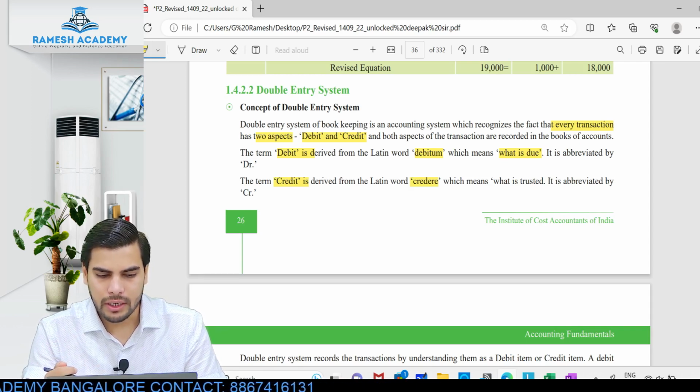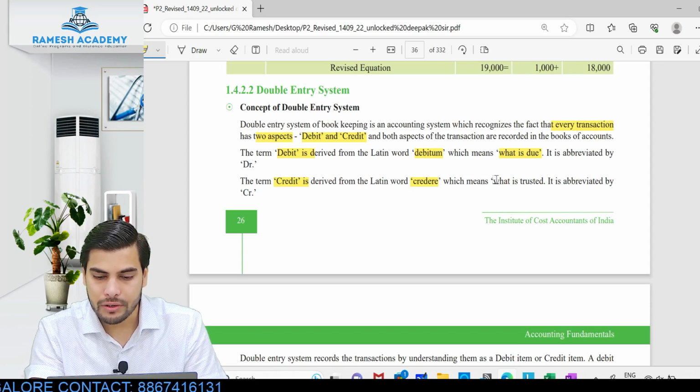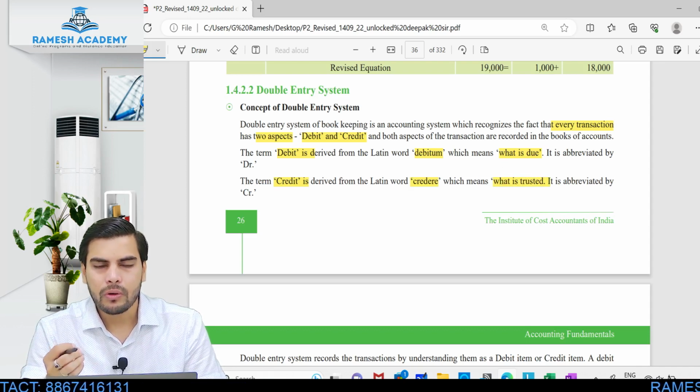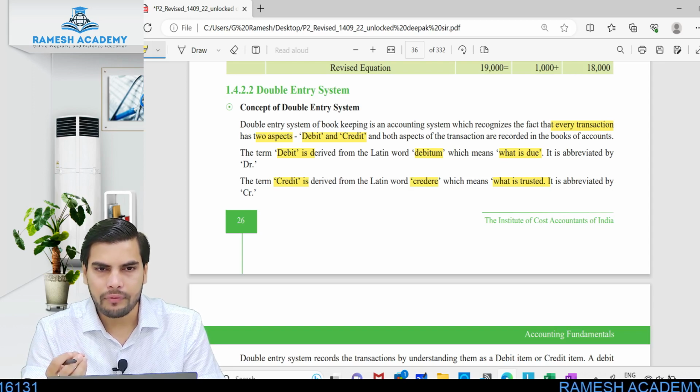Clear? So what is credit? Credit is derived from the Latin word credere, which means what is trusted. Now, what does trusted mean? If somebody is trusting you and giving a loan to you, that is credit for you. Clear? So what do you understand by this term?